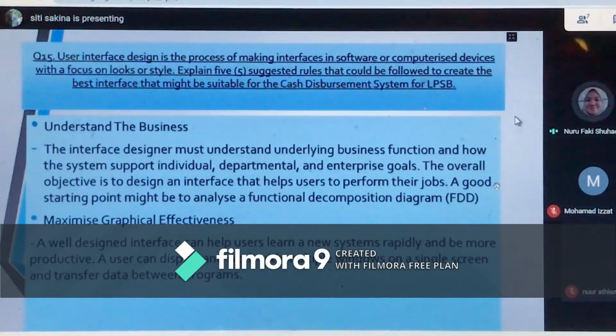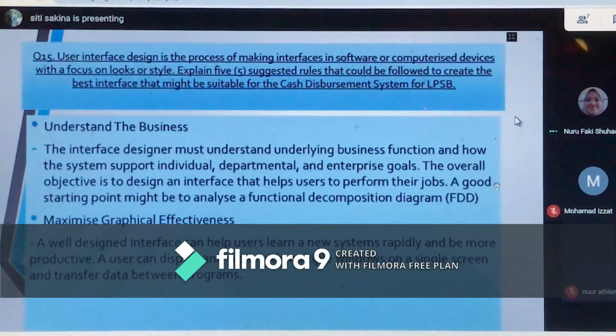Second, maximize graphical effectiveness. A well-designed interface can help users learn a new system rapidly and be more productive. A user can display and work with multiple windows on a single screen and transfer data between programs.